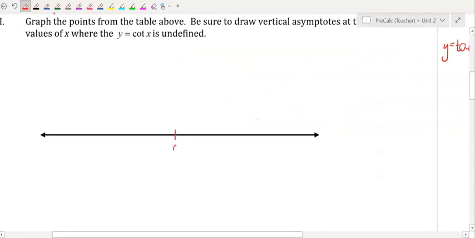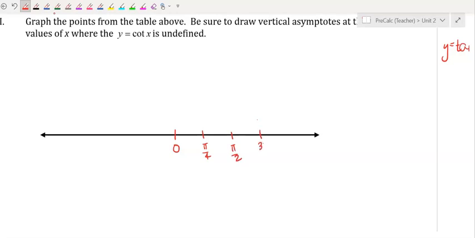So if I start at 0, and then I've got pi over 4, pi over 2, 3 pi over 4, and pi. Then I'm going to go to negative pi over 4, negative pi over 2, negative 3 pi over 4, and negative pi. All right, so I've got these things right here.